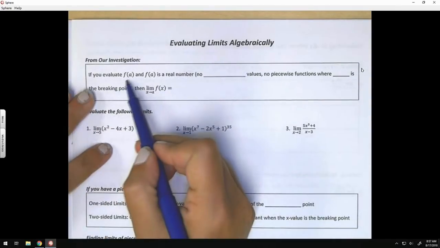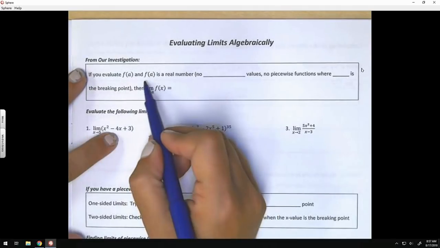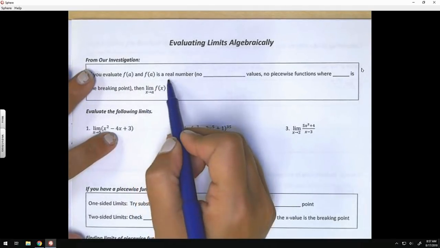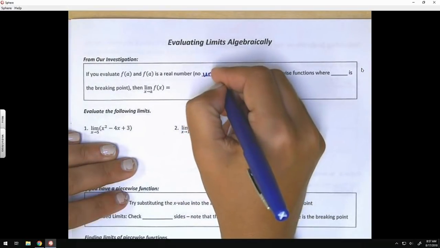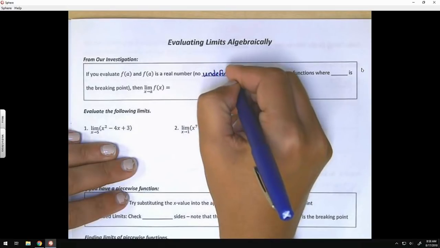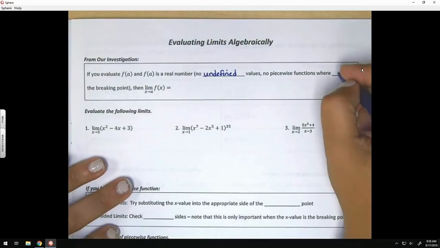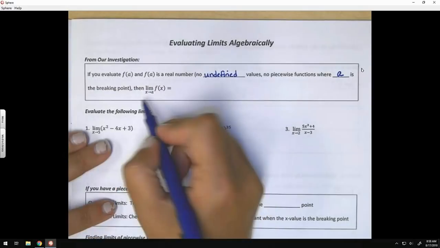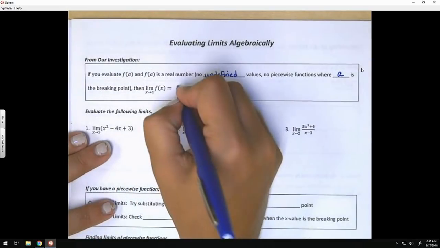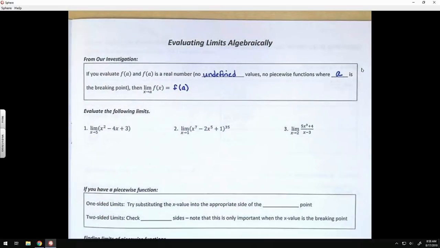So one of the things we talked about today in class is that if you evaluate f of a, in other words, if you plug your number into your function, and f of a is a real number, which means there are no undefined values, and there are no piecewise functions where a is the breaking point, then the limit as x approaches a of f of x is just f of a, whatever you get when you plug that number in. So let's look at a couple examples where that happens.